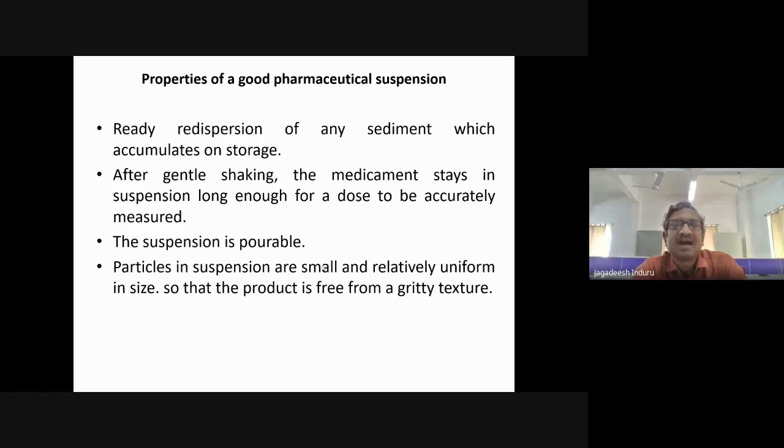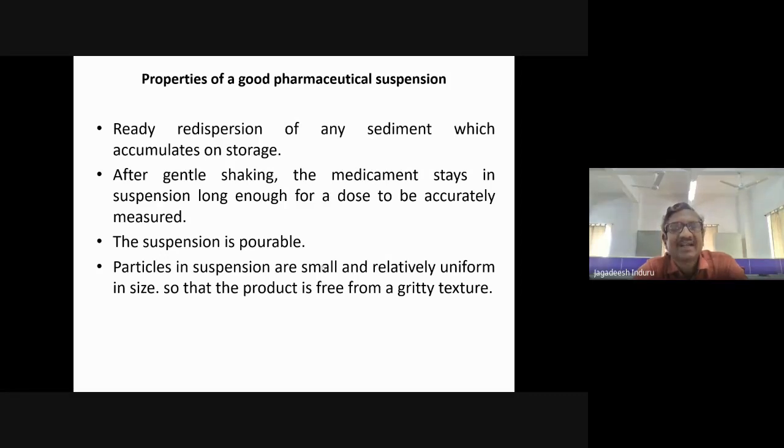That is the reason that after gentle shaking, the medicament stays in the suspension long enough for a dose to be eventually measured. This is the prime requirement we need to see in our development. Another one is that the suspension is pourable, because we need to give a labeled claim of a certain amount of drug per 5 ml or 1 ml of that particular delivery system. We need to pour that particular volume without a sedimentation problem, so that every 5 ml or 1 ml contains the same amount of the drug.